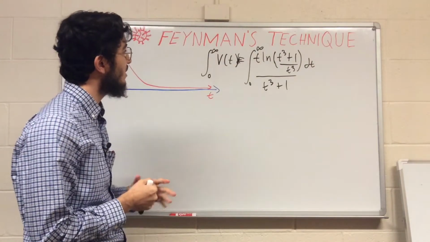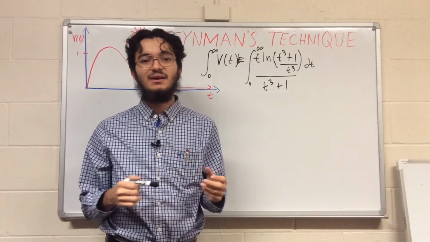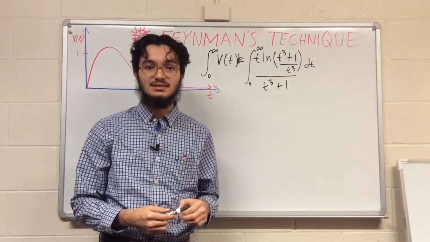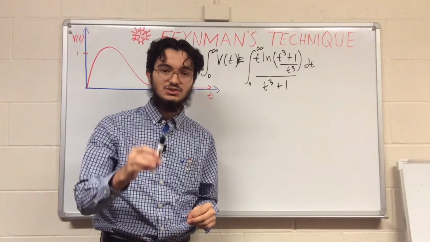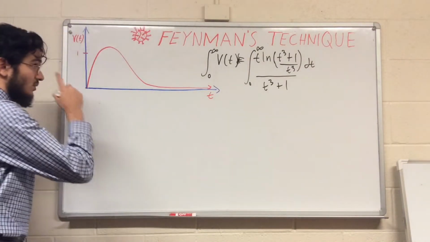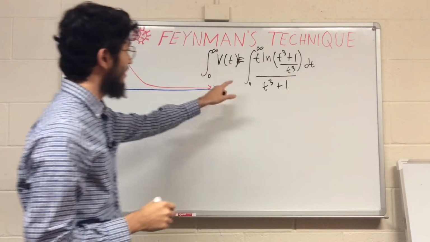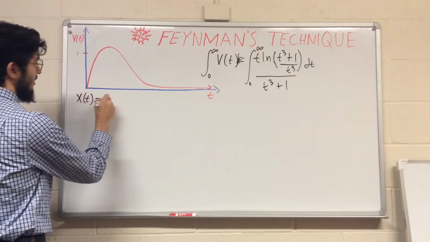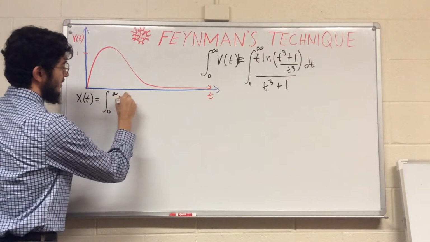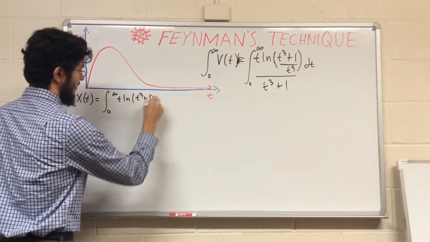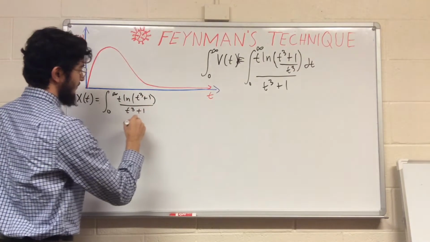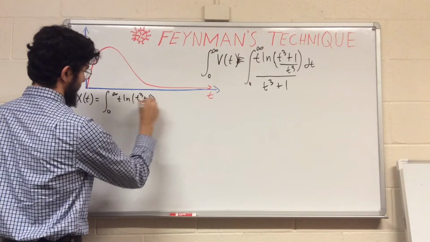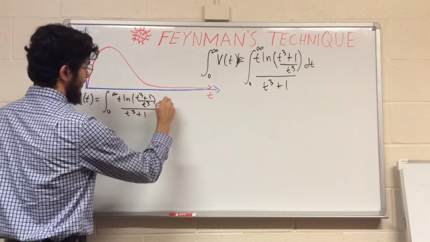In order to do that, we're going to use Feynman's favorite technique of integration, which is a very useful case of Leibniz's differentiation under the integral sign. So x of t will be the integral from 0 to infinity of t natural log of (t cubed plus 1), divided by, oh I'm sorry, this has a t cubed on the bottom, all of that divided by t cubed plus 1 dt.